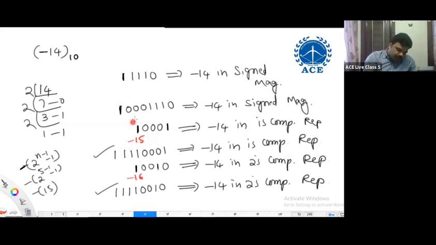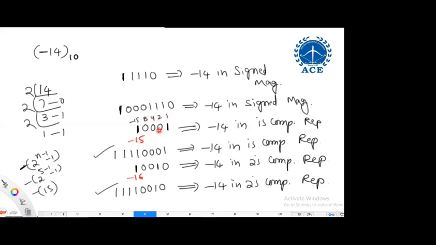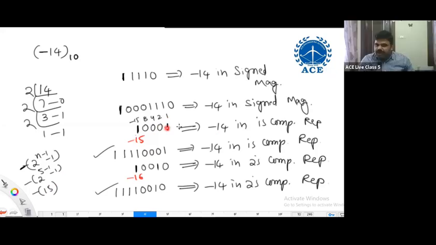LSB only. See here, it is minus 15, plus 8, plus 4, plus 2, plus 1. We know the weights. Now minus 15 plus 1 gives minus 14. That is the reason that whichever weights we need to add, only there we put ones. Minus 15 is confirmed, because the number is negative, so the MSB should be 1. The MSB is 1 using 5 bits, and the MSB weight is minus 15. But the expected decimal equivalent is minus 14, so minus 15 plus 1 should be added. The plus 1 weight is there for the LSB only.